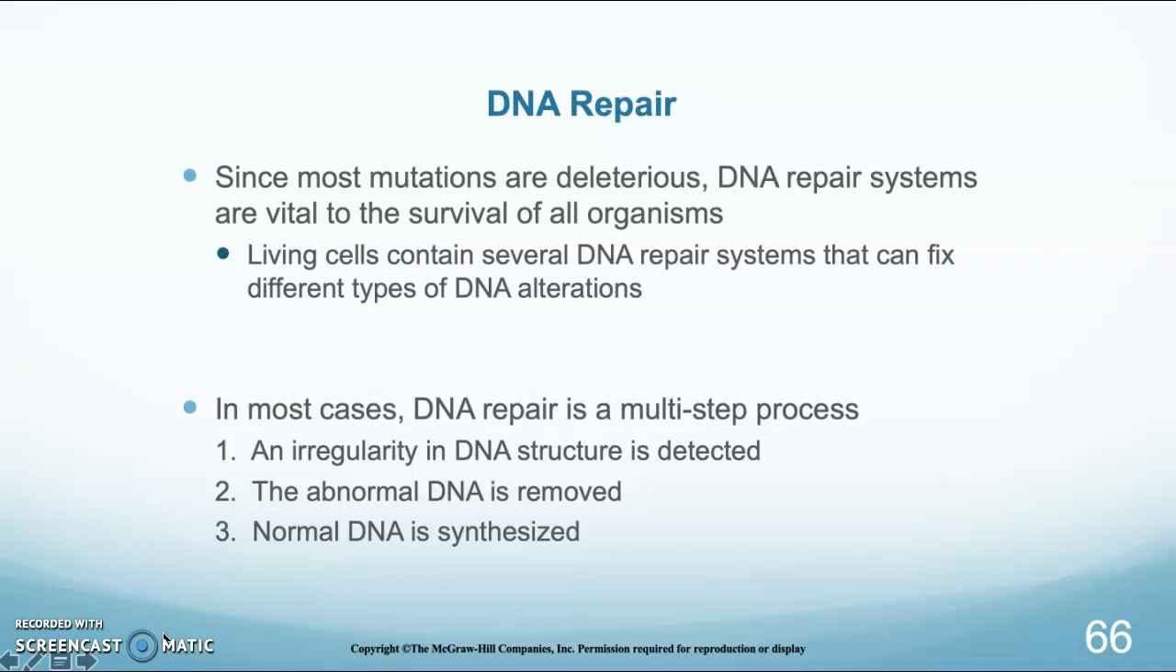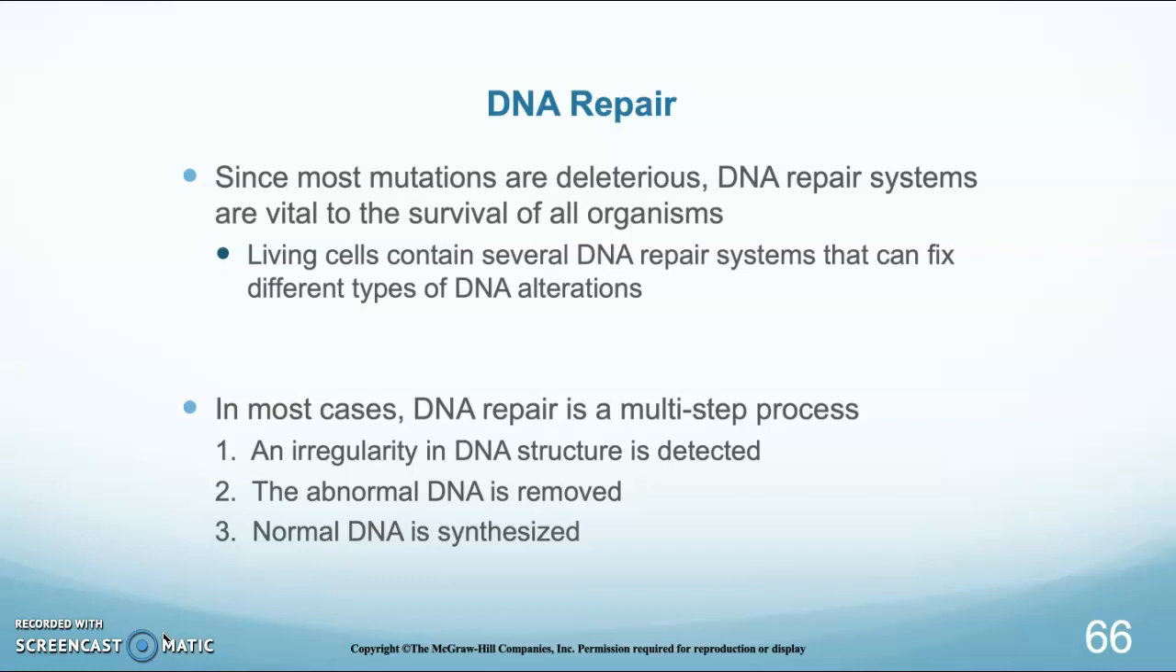So DNA repair has to happen because most mutations, now not all, but most are what we would call deleterious, which means that they actually can be lethal or make it so that the organism is not going to at least reproduce. So these DNA repair systems are vital to the survival of all organisms. And so all living cells contain several different DNA repair systems that can fix different types of DNA changes.